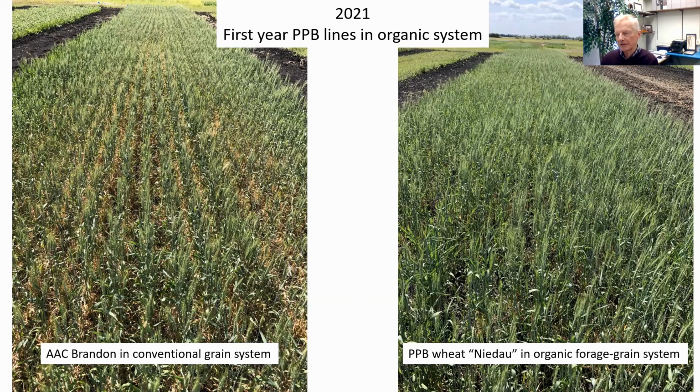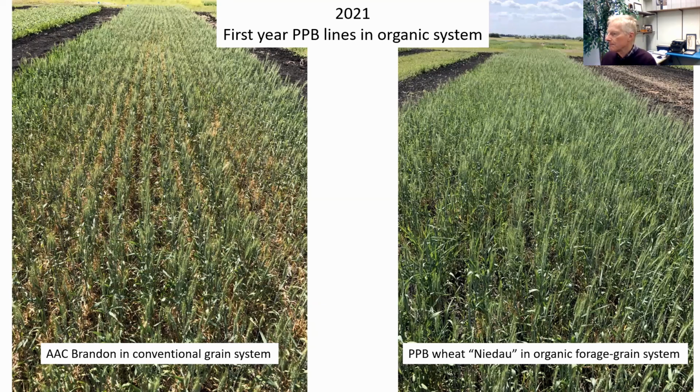Now let's take a look at the PPB varieties. So starting in 2021, we made the decision to grow the conventional variety in the conventional plots, and we have been growing AAC Brandon. And then we grow one of the PPB lines in the organic system. And this is a picture during the 2021 drought. It was a devastating drought, and the lines look very different. We grew the line called HRE in here.